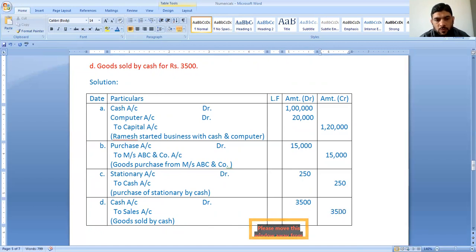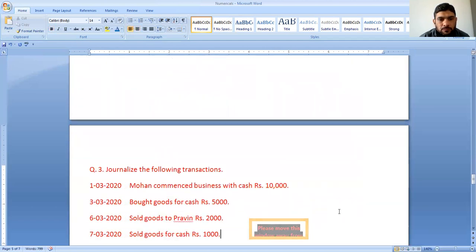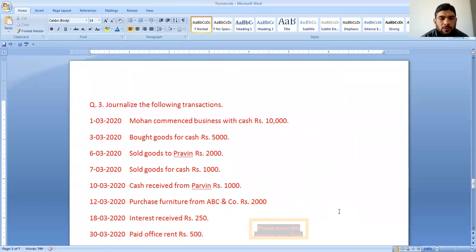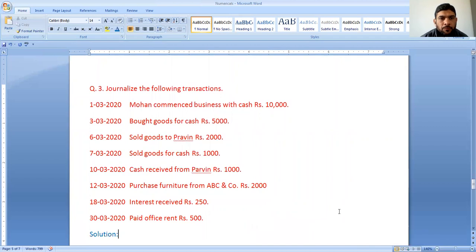Friends, we are having one more question over here. This is the last question for today. Generalize the following transaction. We are having dates corresponding to each and every transaction. Mohan commenced business with cash rupees 10,000.